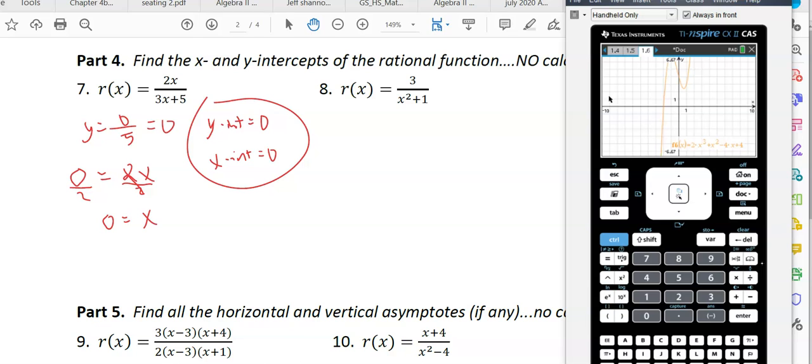So this one, let's see what happens. So we set x equal to 0, we get y equals 3. So y-intercept at 3, and 0 equals 3. That's not true. Therefore, there is no x-intercept.